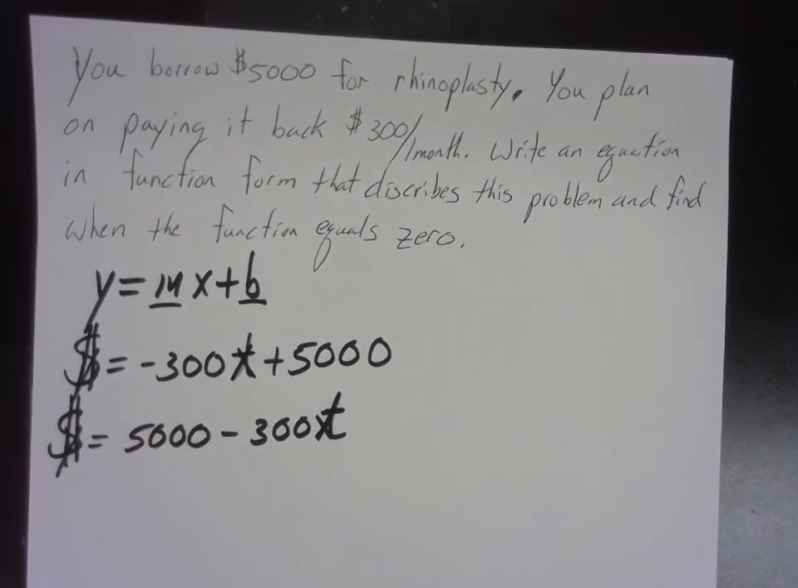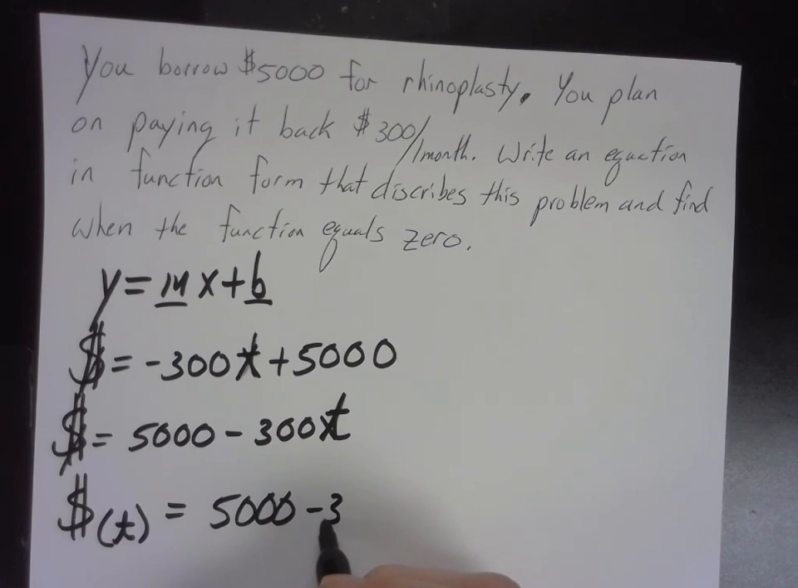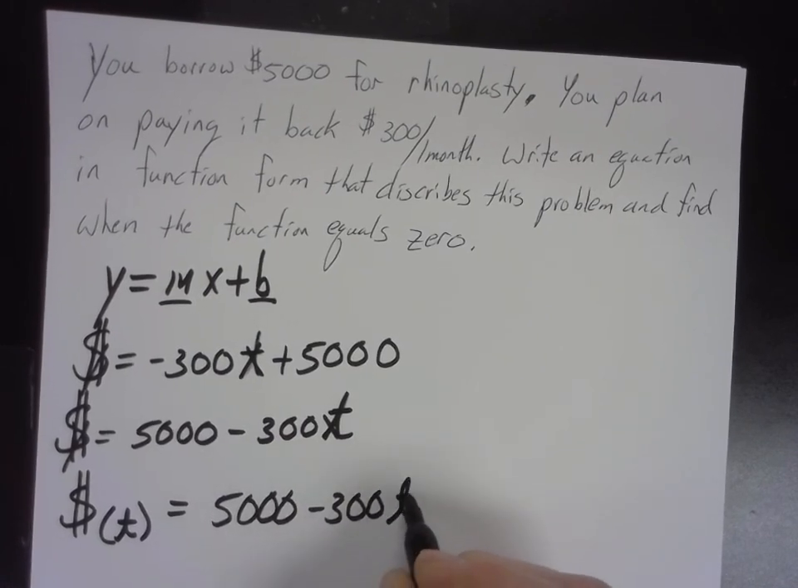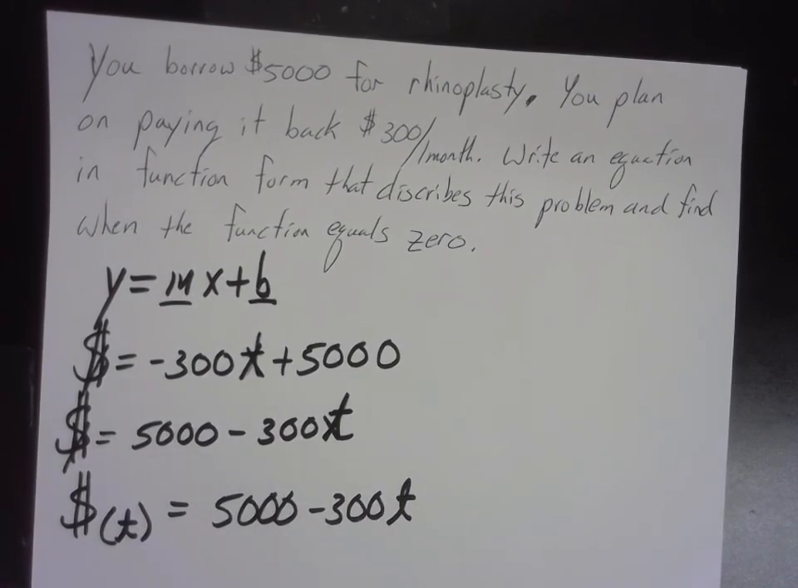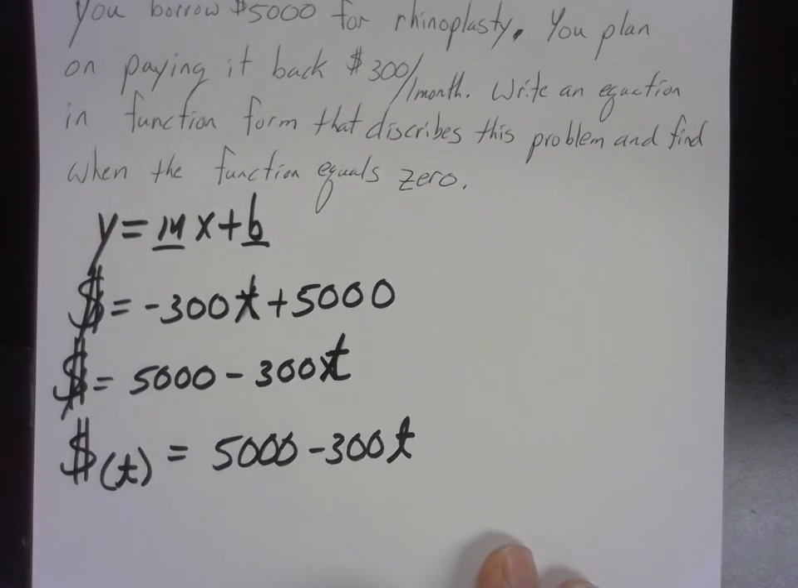And then I'm going to say that money is a function of time. The amount you owe depends on how much time has gone by. It's a function of time. Does that make sense to everybody? Okay, so there's our equation. And there are variables that make sense, and now it is written in function form.